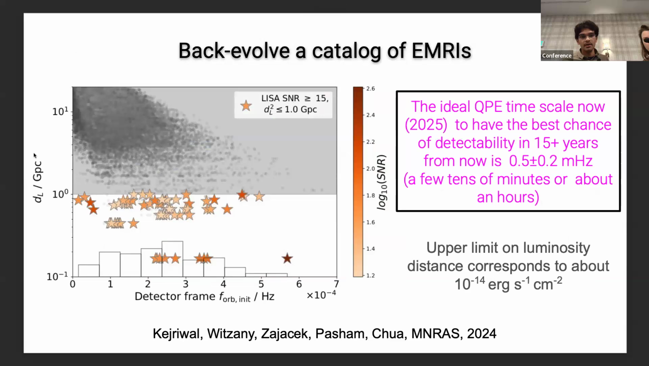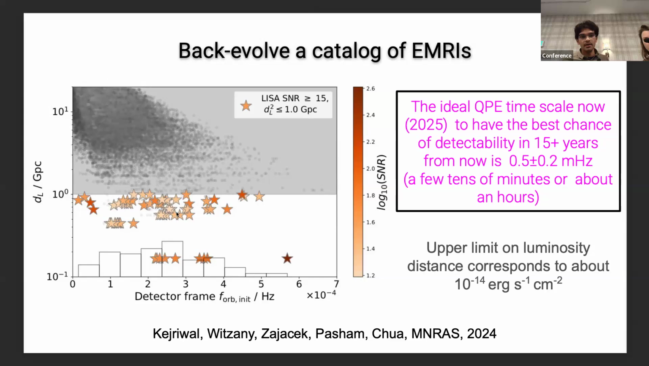Let me briefly explain what this is showing. On the y-axis, you're looking at the luminosity distance, and the x-axis is the orbital time of these EMRIs now, when the paper was done, in 2024. Every dot is an EMRI, and this gray area is systems that are beyond X-ray detector capabilities. This value of roughly 1 gigaparsec corresponds to 10 to the minus 14 ergs per second per square centimeter, which is roughly in line with what AXIS can do.